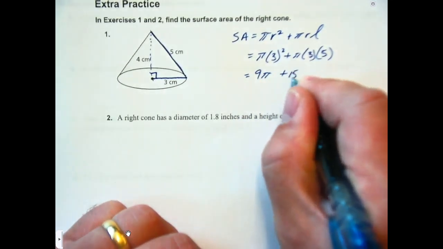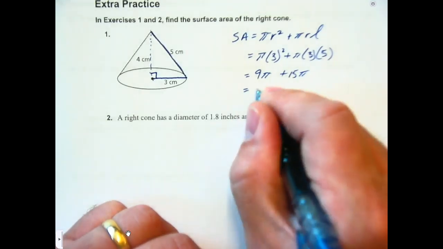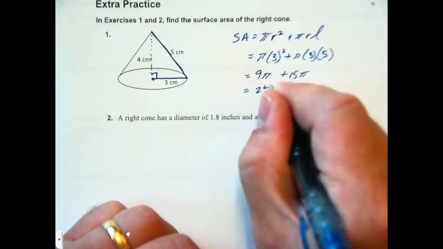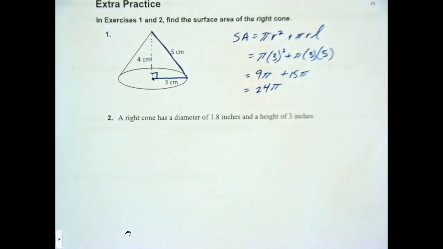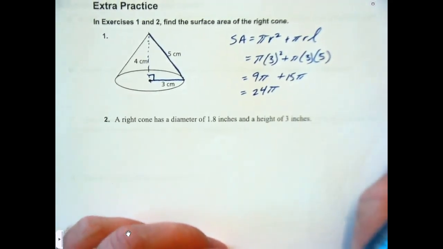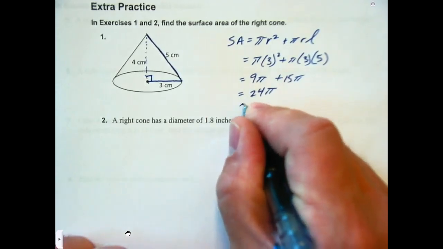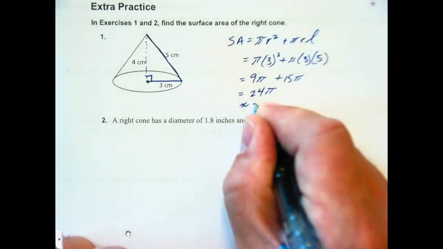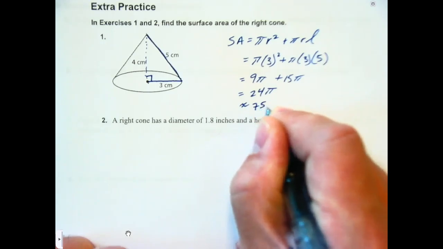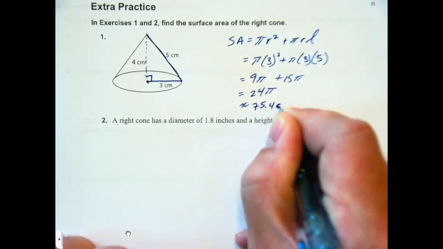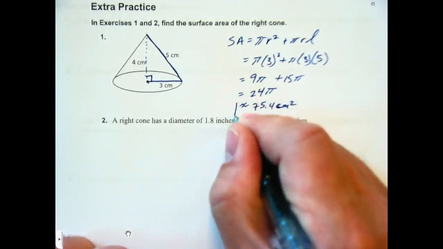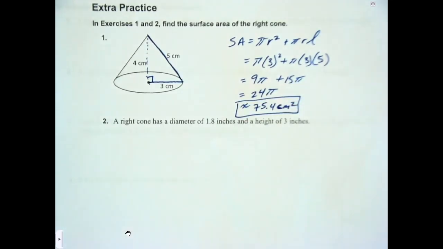Okay, so we get 9 pi plus 15 pi, or 24 pi. If it says to leave it in terms of pi, that's where you stop. However, it doesn't say that, so we're going to round it to the nearest tenth, 75.4 square centimeters, since we're dealing with an area, square. Questions on number 1?